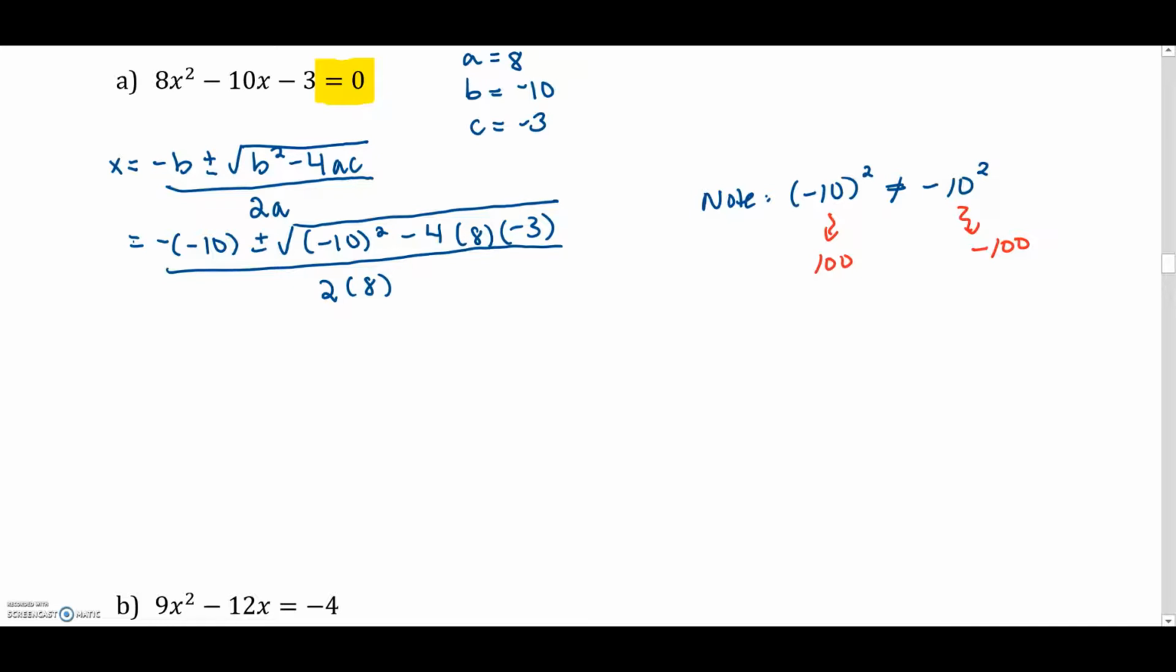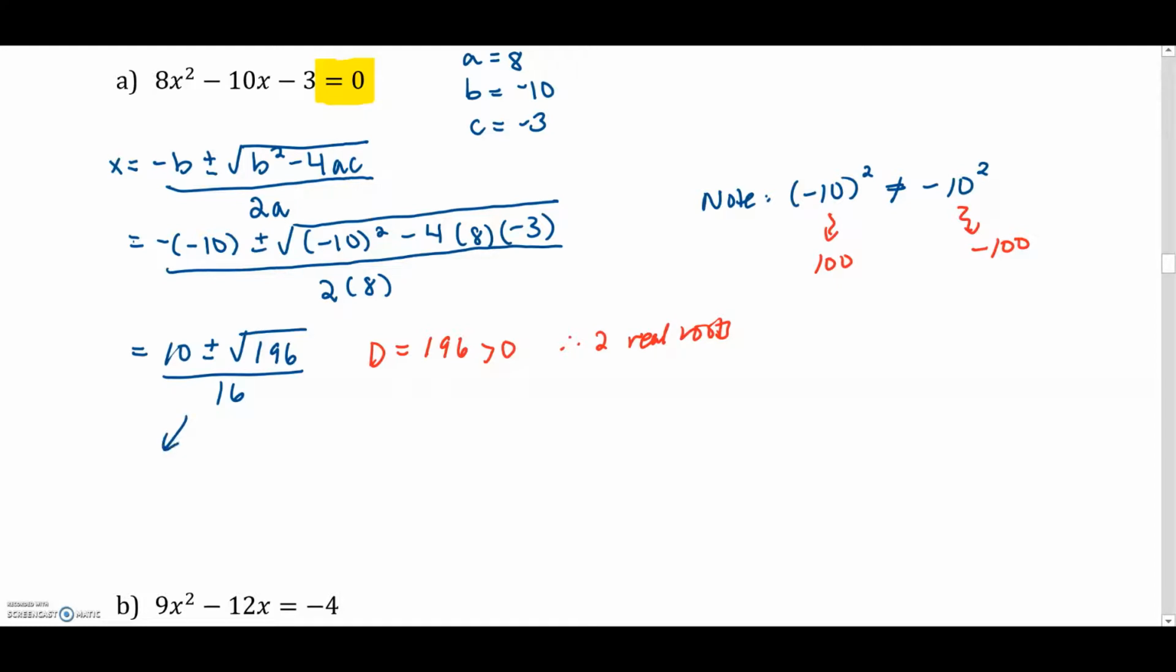Now we can simplify our solution for x such that we have positive 10 plus or minus the square root of 196 all over 16. Now we're ready to examine the two solutions for x. We can see here that because our discriminant is equal to 196, which is greater than 0, we expect to have two real roots. So two distinct real roots.